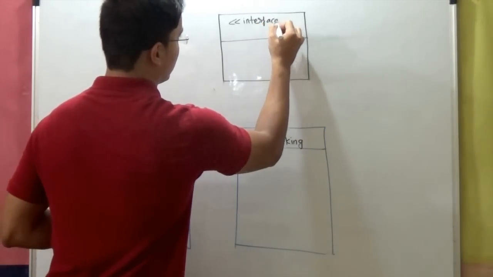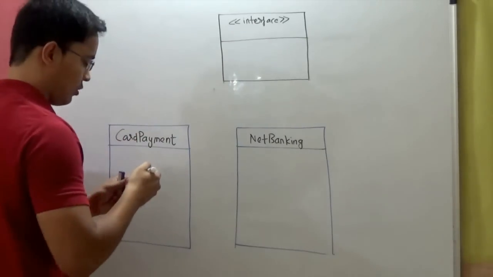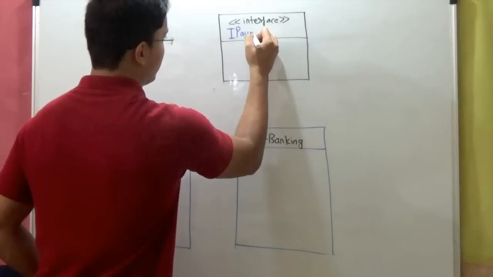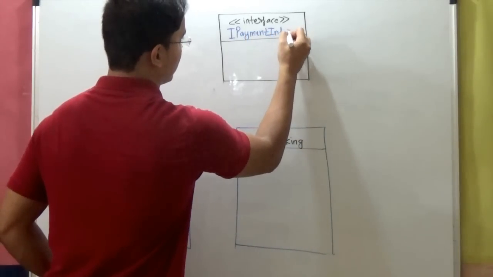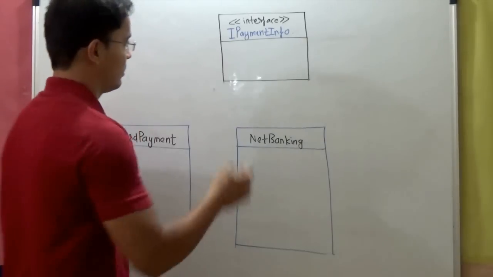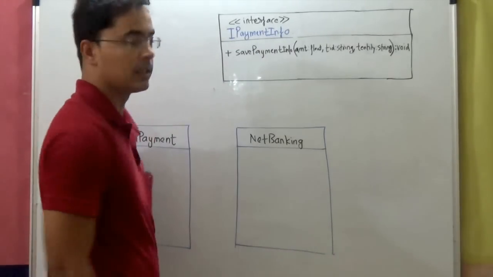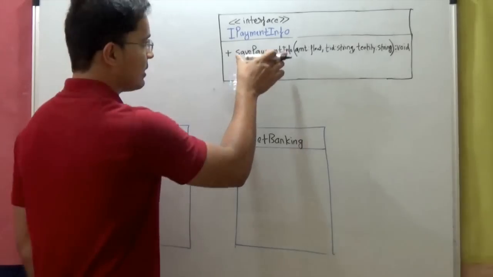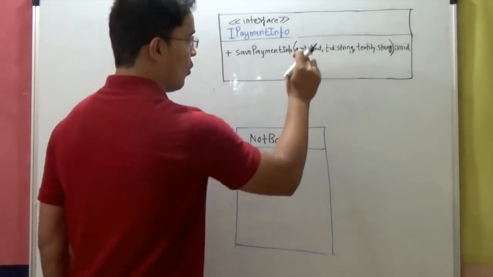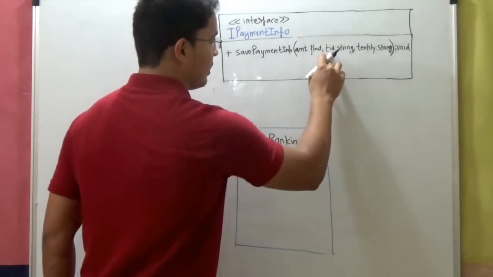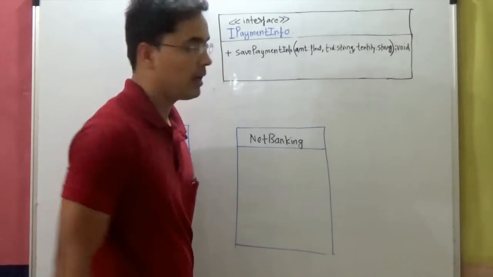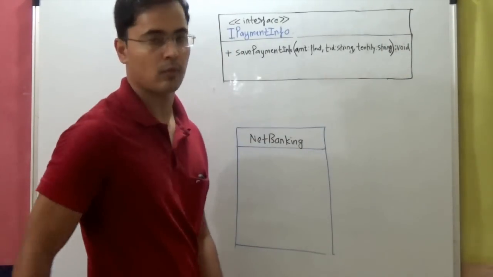Interface keyword here, like this, and we'll have to specify the name of the interface. So in this case, it will be PaymentInfo. Now in this interface, we'll have a method. So have a look at this method signature. It's public. savePaymentInfo is the method name. It requires three parameters. One, amount, float; transaction ID, string; and transaction entity, again string; and it returns nothing, so the return type is void.